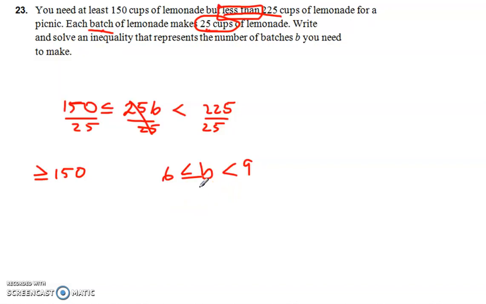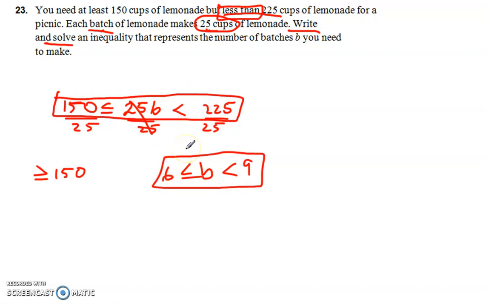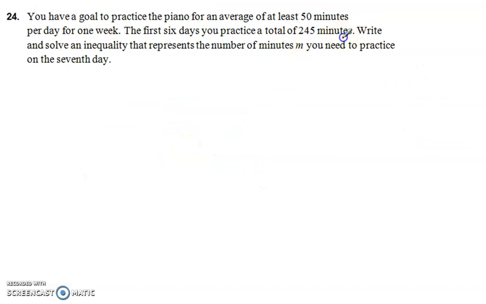This is set to write and solve. Okay, so write and solve. So this is part of your answer right here, and this is the other part of the answer. Very important when it says write and solve, you need to do both things. Again, this says write and solve. You have a goal to practice piano for an average of at least 50 minutes per day for 1 week. Okay? 1 week is 7 days. The first 6 days you practice a total of 245 minutes. Write and solve an inequality that represents the number of minutes m you need to practice on the 7th day.